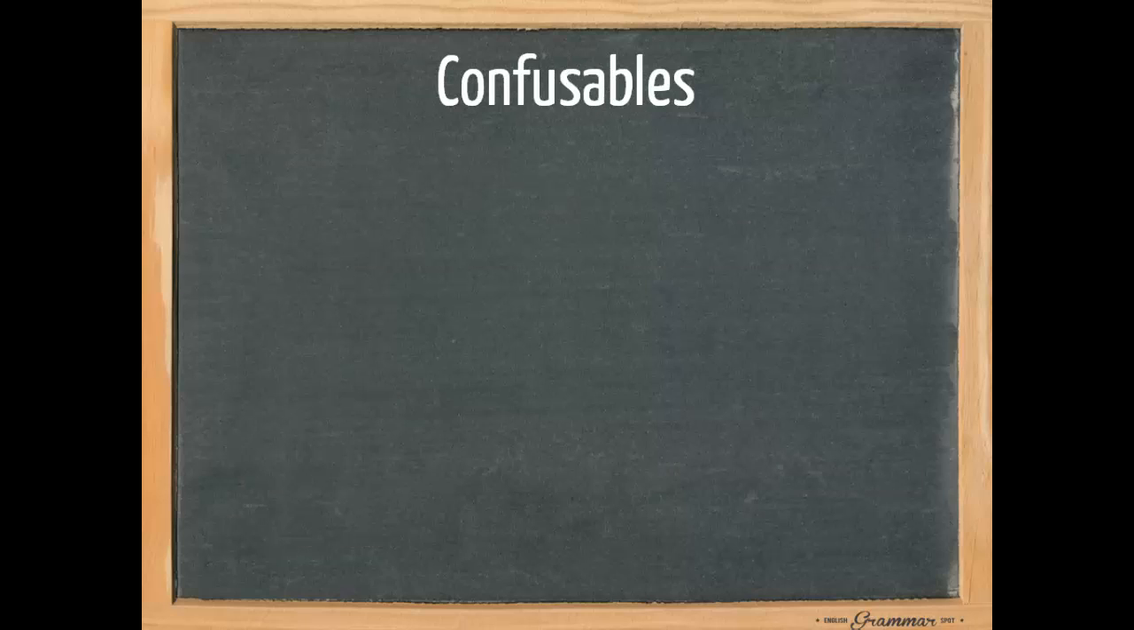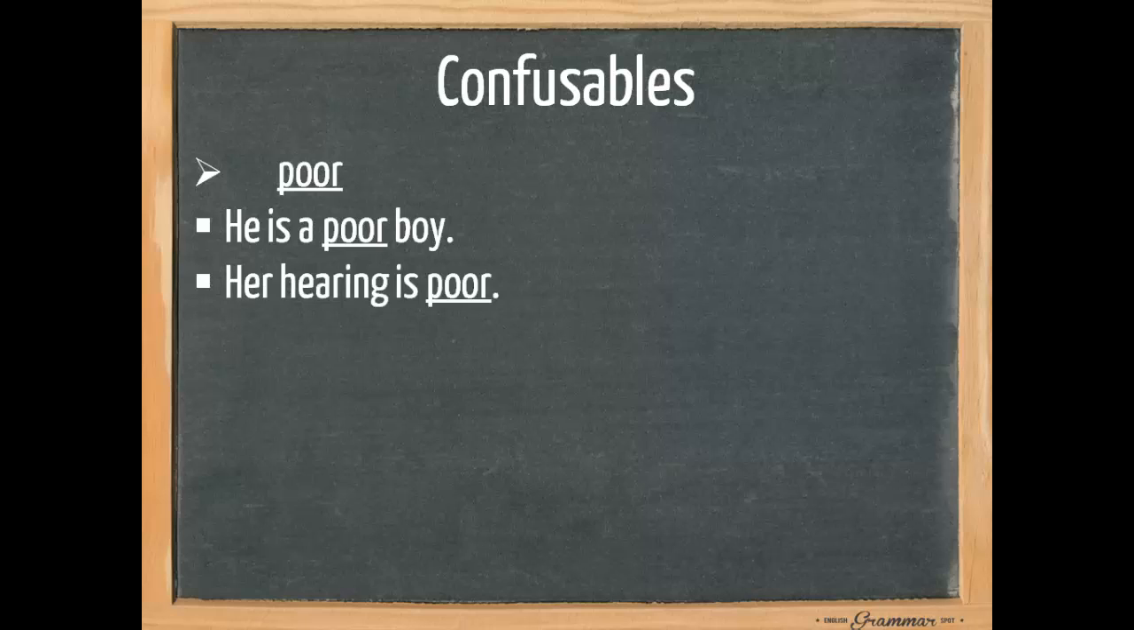Now let's take a look at some common confusables. For instance, the word poor. He's a poor boy, so this means he has no money, but her hearing is poor. This means she can't hear very well.